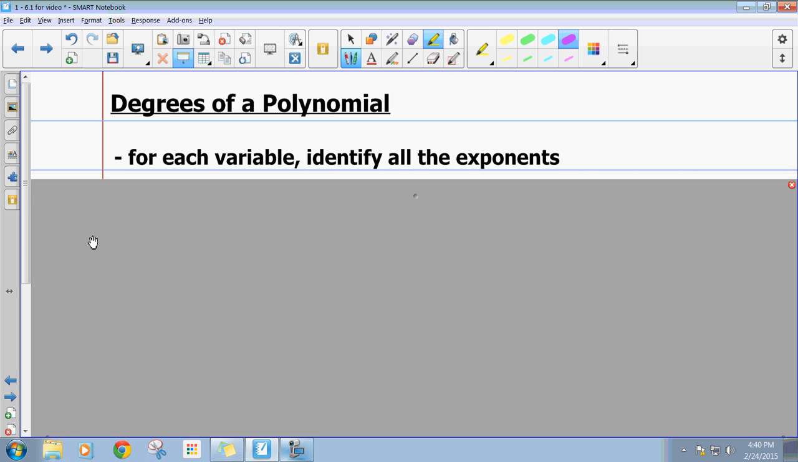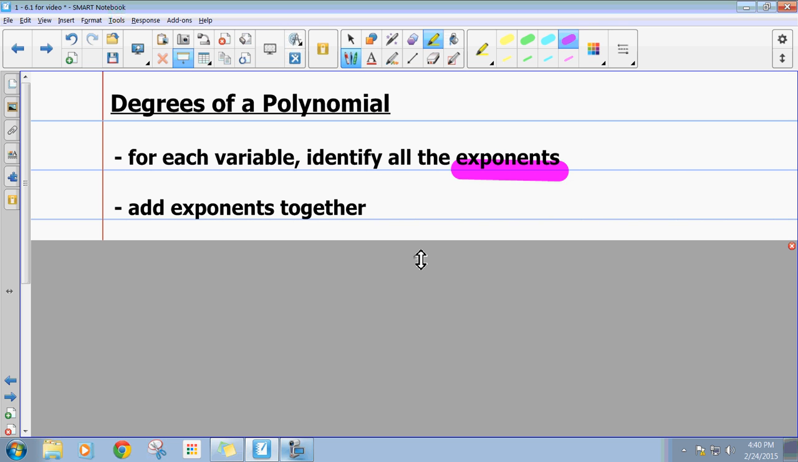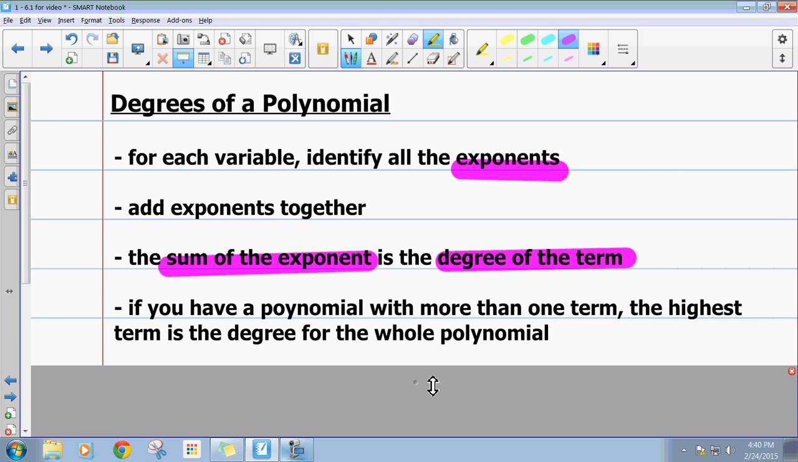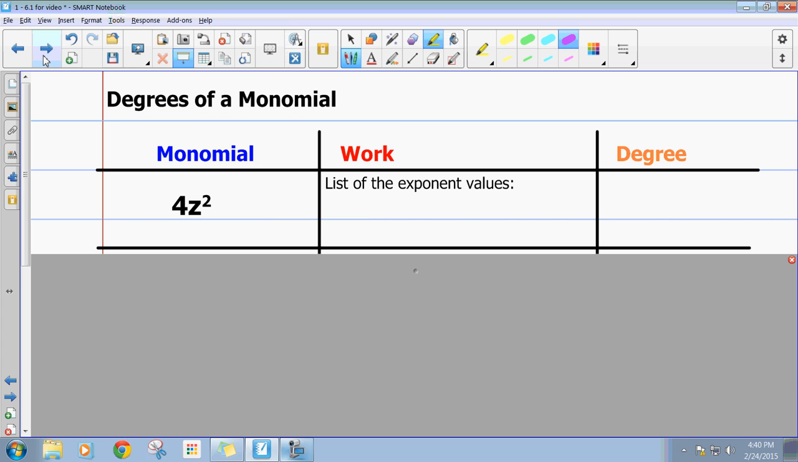You're going to be asked to calculate the degree of a polynomial, and you'll need to follow a certain set of rules. For each variable, you need to identify all of the exponents. You need to add all of those exponents together. The sum of the exponents is referred to as the degree of the term. If you happen to have a polynomial with more than one term, the highest term is the degree for the whole polynomial. Let's look at some examples.